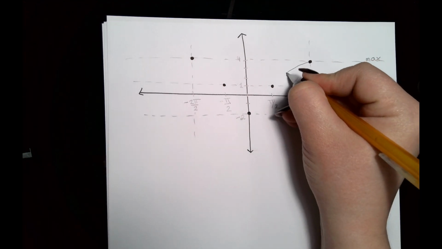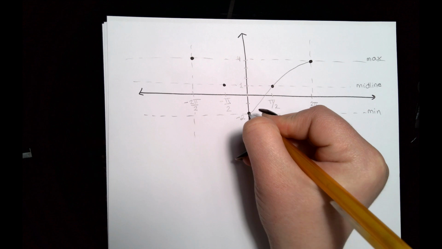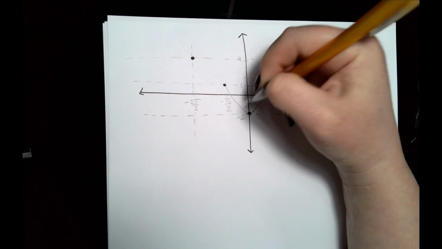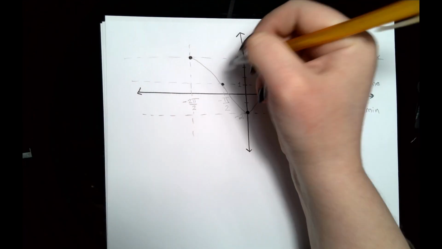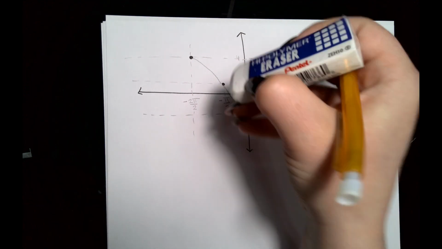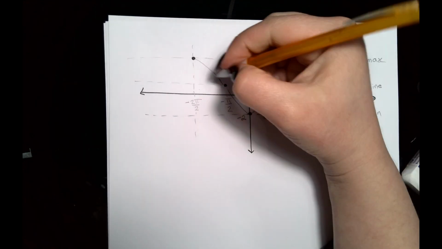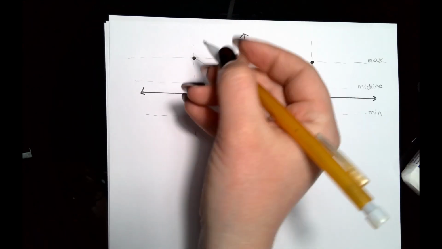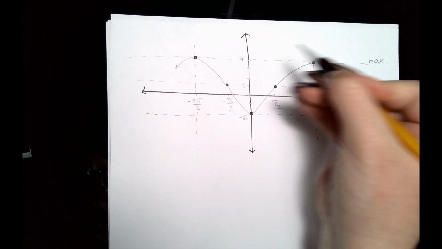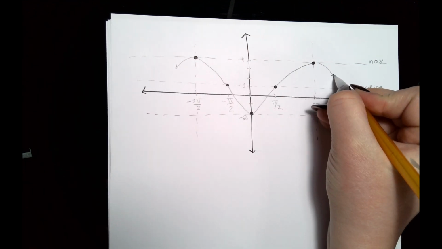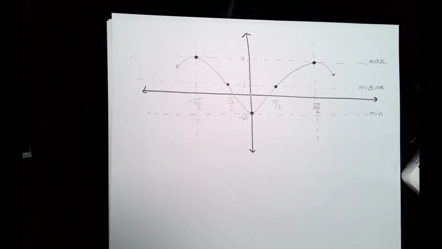I don't recommend doing the curve in pen. Make sure you have smooth curves. And again, these are not asymptotes. So you're going to continue, but you're going to curve down because our maximum is our maximum. We can't have anything higher than that. And so this is your cosine curve.